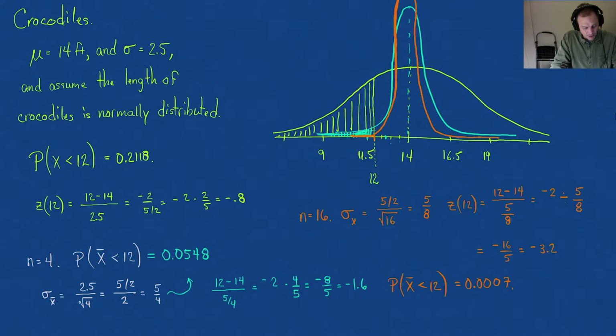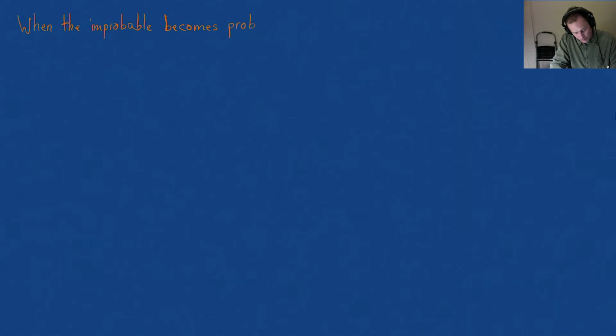So that's what I want to look at now, is when you have discovered, so when the improbable becomes probable, a test of hypothesis is in order. Now, what do I mean by that?